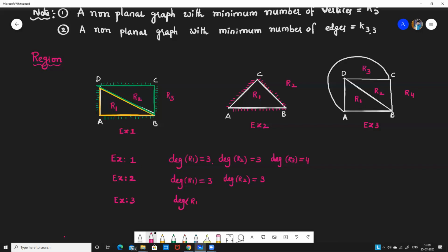Degree of R1, how many edges are enclosed in that region? 3 edges. Therefore, degree of R1 equal to 3. Right? What are the 3 edges? We can say like this. This is the first edge, it is the second edge, and it is the third edge. There are 3 edges enclosing R1.